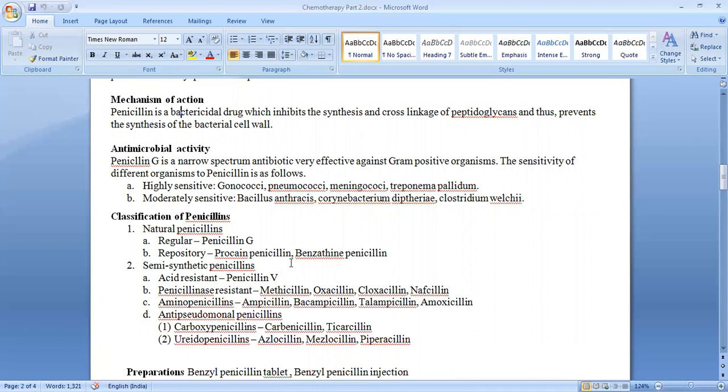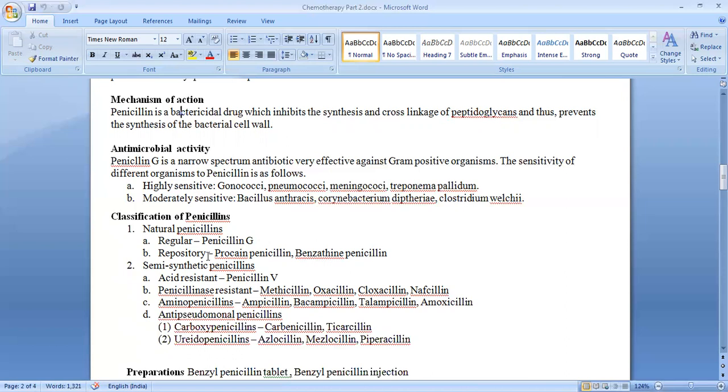The natural penicillins have two categories. One is the regular penicillin, or penicillin G, and then we have repository forms of penicillin, such as procaine penicillin and benzathine penicillin. A repository form means it will be present as a large dose, and slowly the drug release will take place. In the semi-synthetic penicillins, we have four further categories.